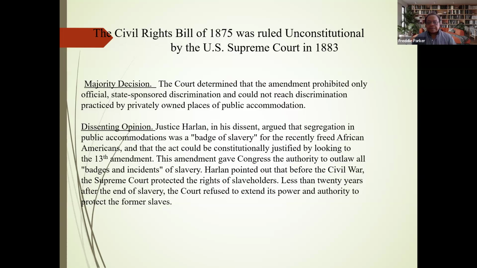Justice Harlan, who at one time was actually a slave owner in Kentucky, wrote the lone dissenting opinion. And in his dissent, he argued that segregation in public accommodations was a badge of slavery for the recently freed African Americans, and that the act could be constitutionally justified by looking to the 13th Amendment.